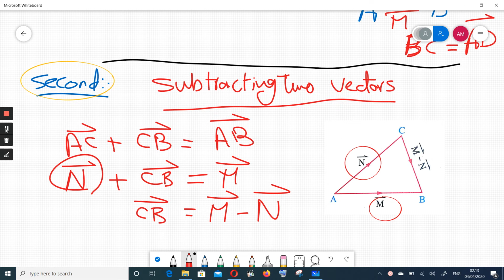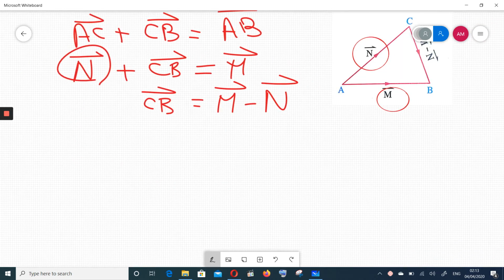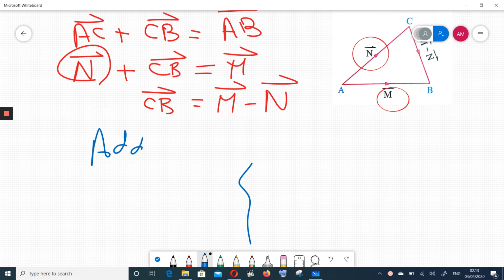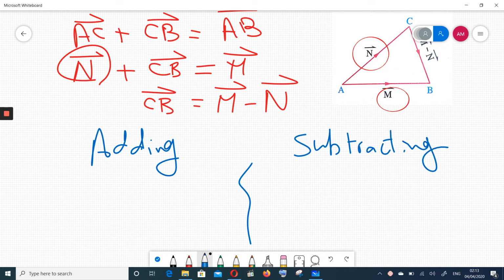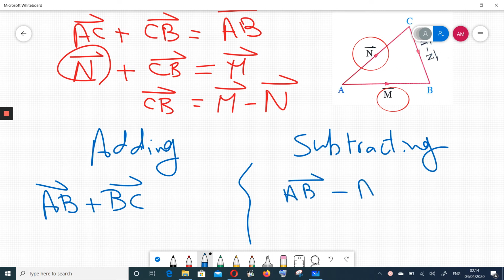Okay, let's go on to tell you about techniques to find adding and subtracting the easy way. For example, here this is for adding, and this is subtracting. What about if we need to find the vector of AB plus the vector of BC? And here, what about if we need to find the vector of AB minus the vector of AC?